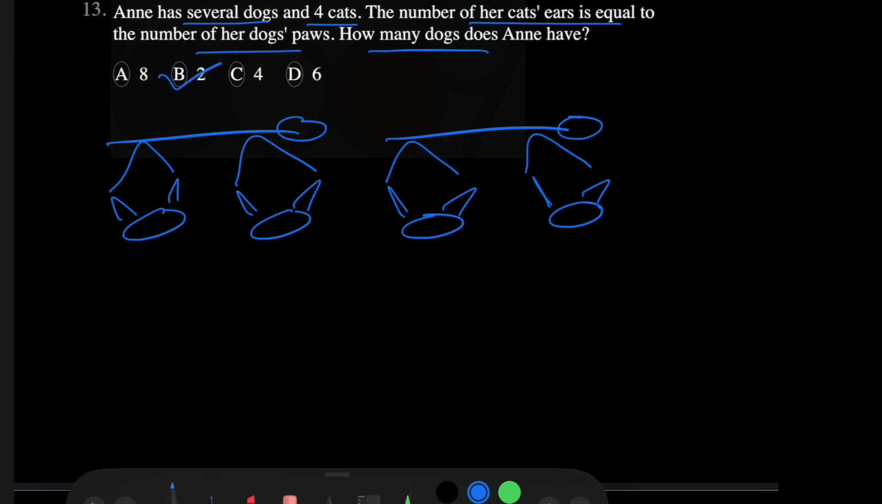We can also think of it like this. So there are 4 cats, each has 2 ears. So 4 times 2 is 8 ears. Now each doggy has 4 paws, so 8 divided by 4 is 2. We get the same answer.